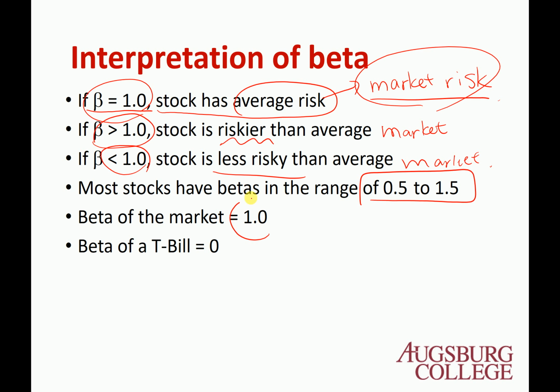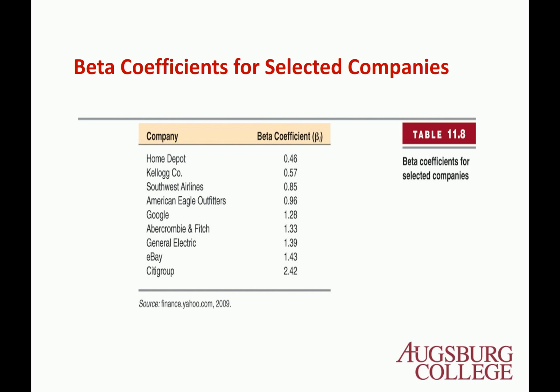So the beta of the market is always just 1. And the beta of the T-bill, which is a risk-free asset, is 0 because there's no risk. So this is the selected companies' betas, from Home Depot to Citigroup. Citigroup's beta in 2009 was 2.4 because that time was a crisis period. So if you see the beta of Citigroup these days, it's probably a little lower. And Home Depot, a very safe company, but you can also expect less returns.